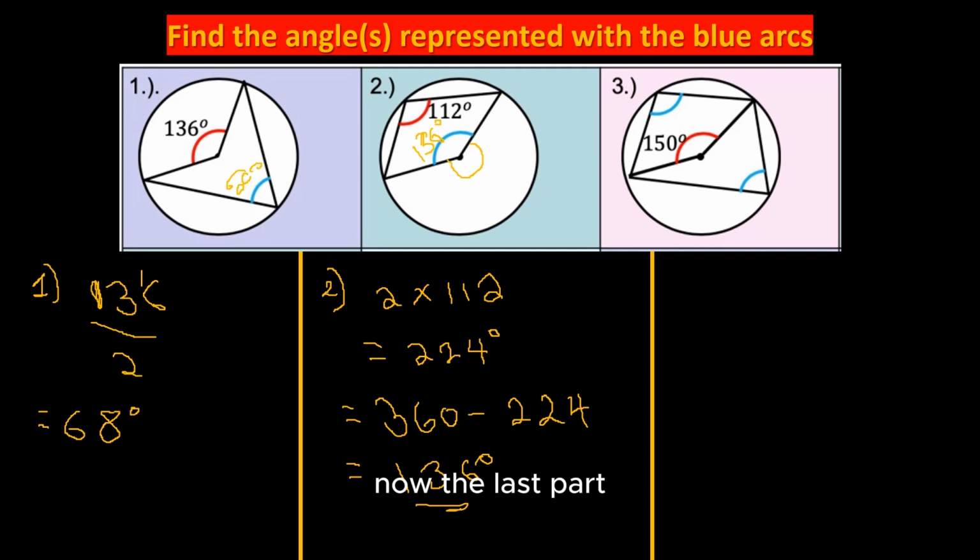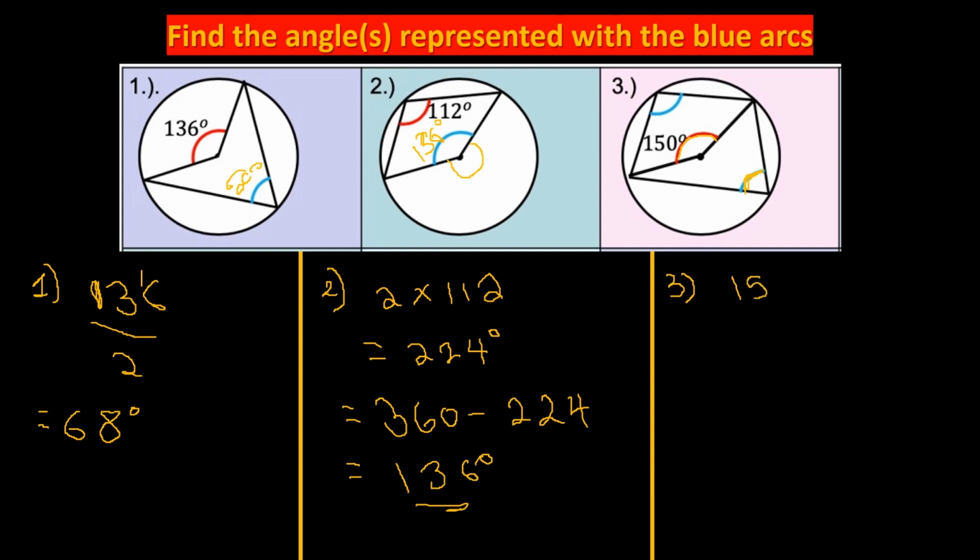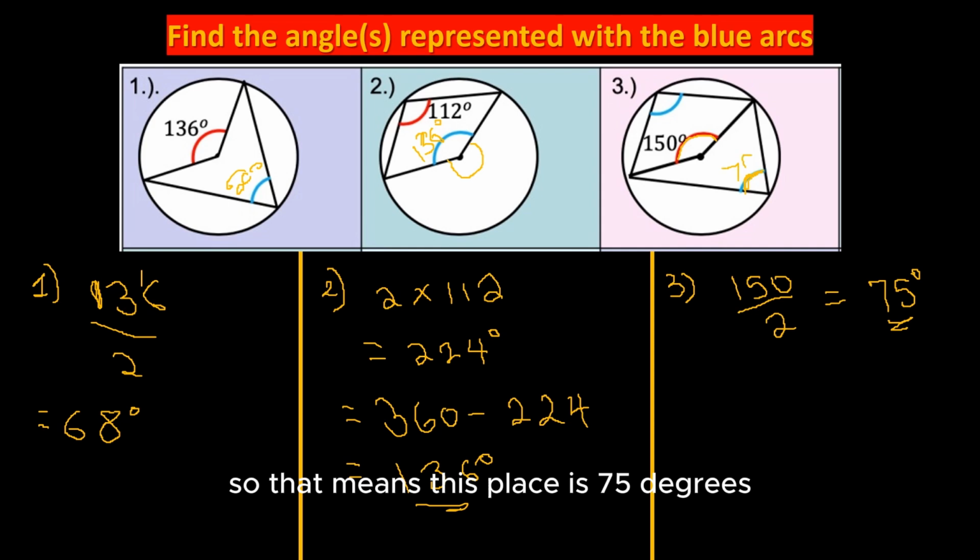Now the last part, which is the third one. Okay, we have this. So this is half of this. Checking out the shape, this is half of this, so we can get this from there. So for us to get this place, we have to do 150 divided by 2, and that will give us 75. So 75 degrees. That's for the space. So that means this place is 75 degrees.